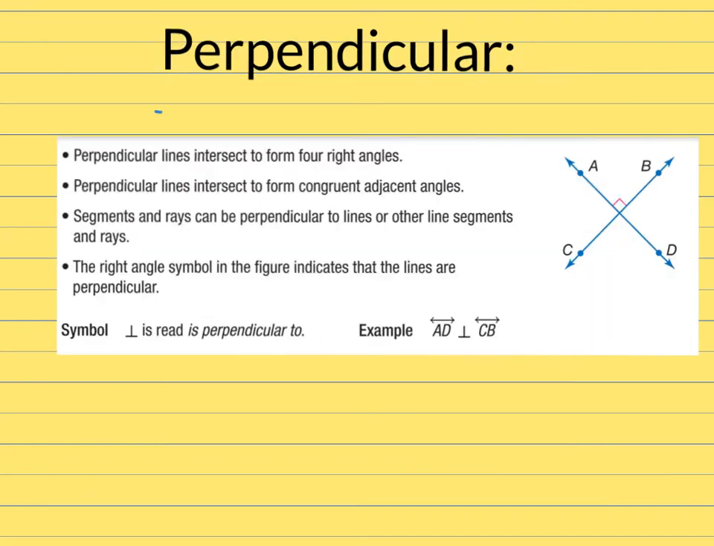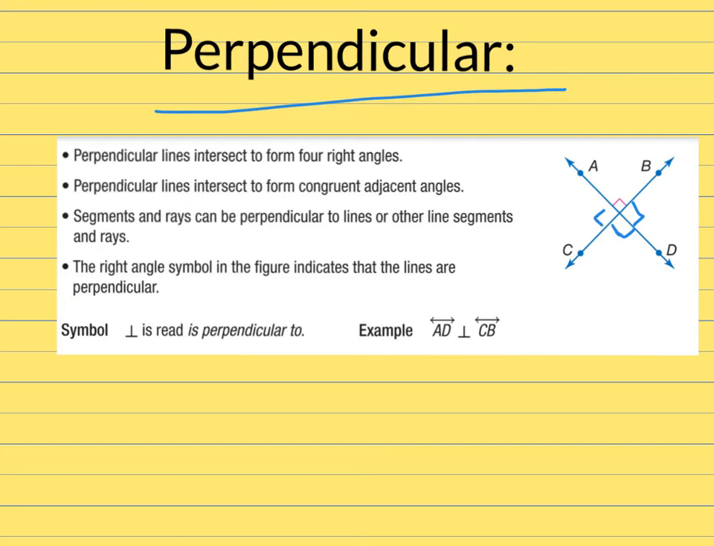And finally, we have perpendicular. Perpendicular lines intersect and form four right angles. So I have one angle marked here with the box, but since opposite it, the vertical angles are going to be congruent, and next to it, 90 and 90 have to add up to 180, so this is a linear pair. They have to be congruent, and these vertical angles have to be congruent.